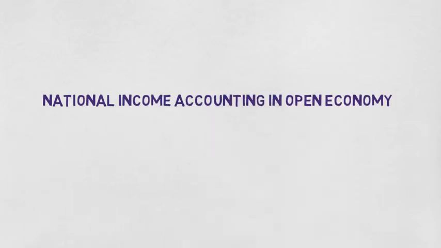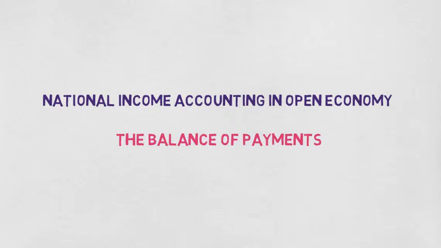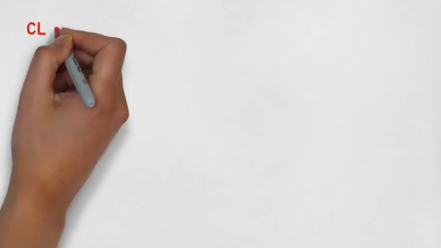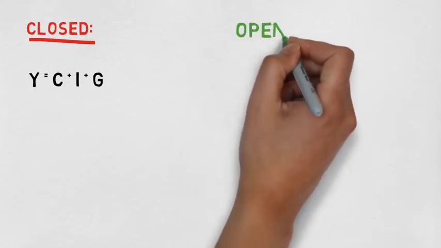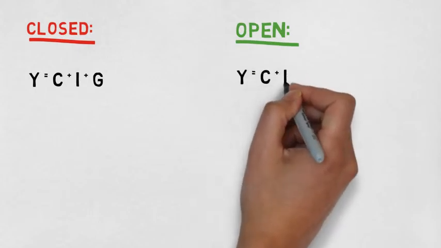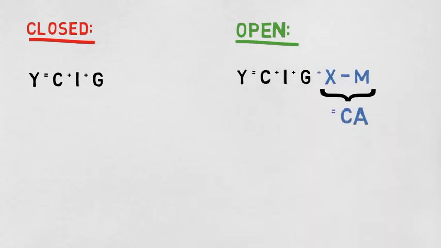Today we are going to look at national income accounting in an open economy, specifically at the balance of payments. Income in a closed economy, also known as autarky, where trade is not possible, is given by Y equals C plus I plus G, where C, I and G are consumption, investment and government spending respectively. Income in an open economy is the same as that in a closed economy, with the addition of exports minus imports, which is also known as the current account.